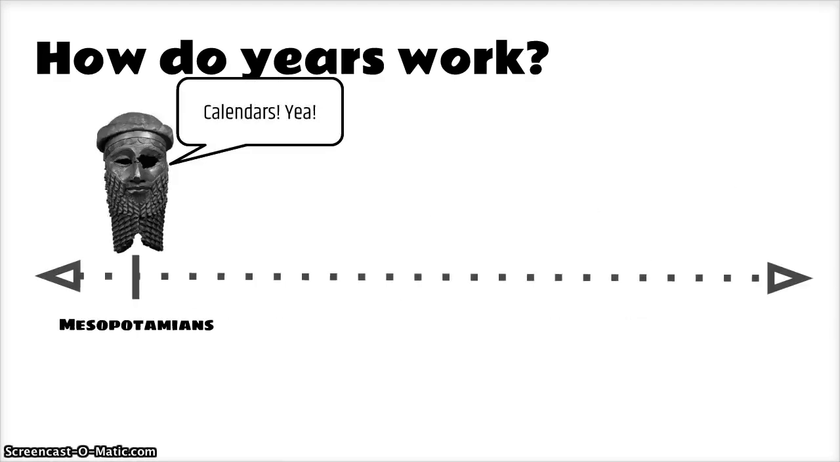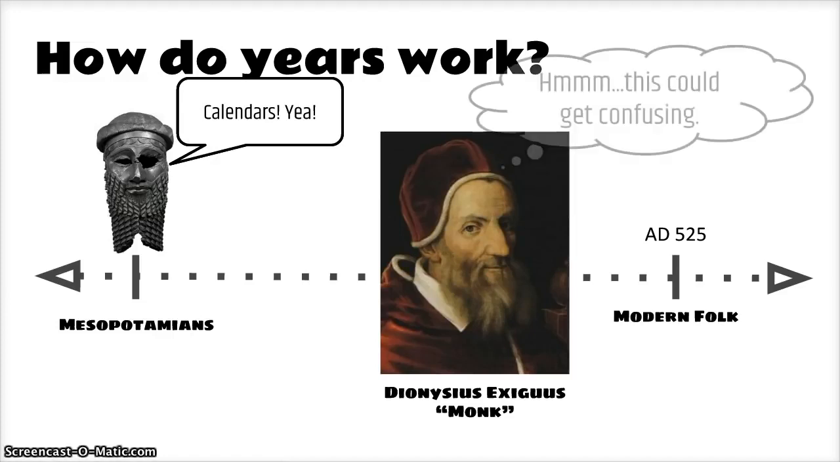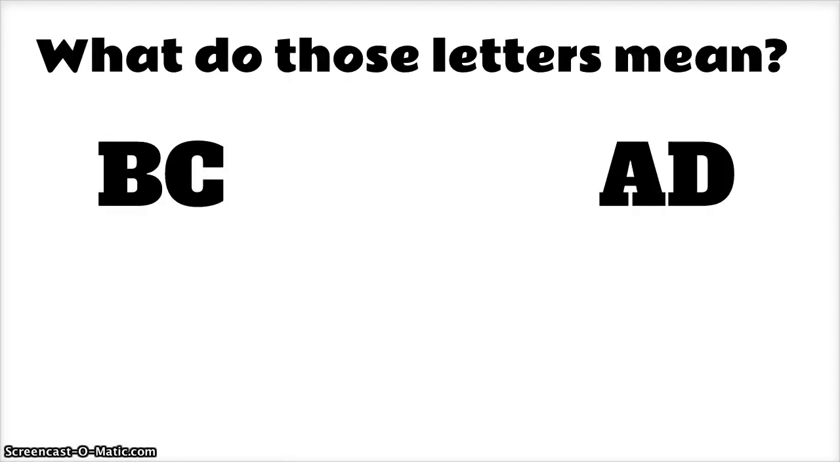There were many civilizations that had their own system of keeping track of years, but our modern system of numbering years was not developed until AD 525 by a man named Dionysius Exiguus. Sorry for the bad pronunciation. Dionysius invented the system that has school children across the globe confused about what AD and BC stand for. So what do these letters mean?